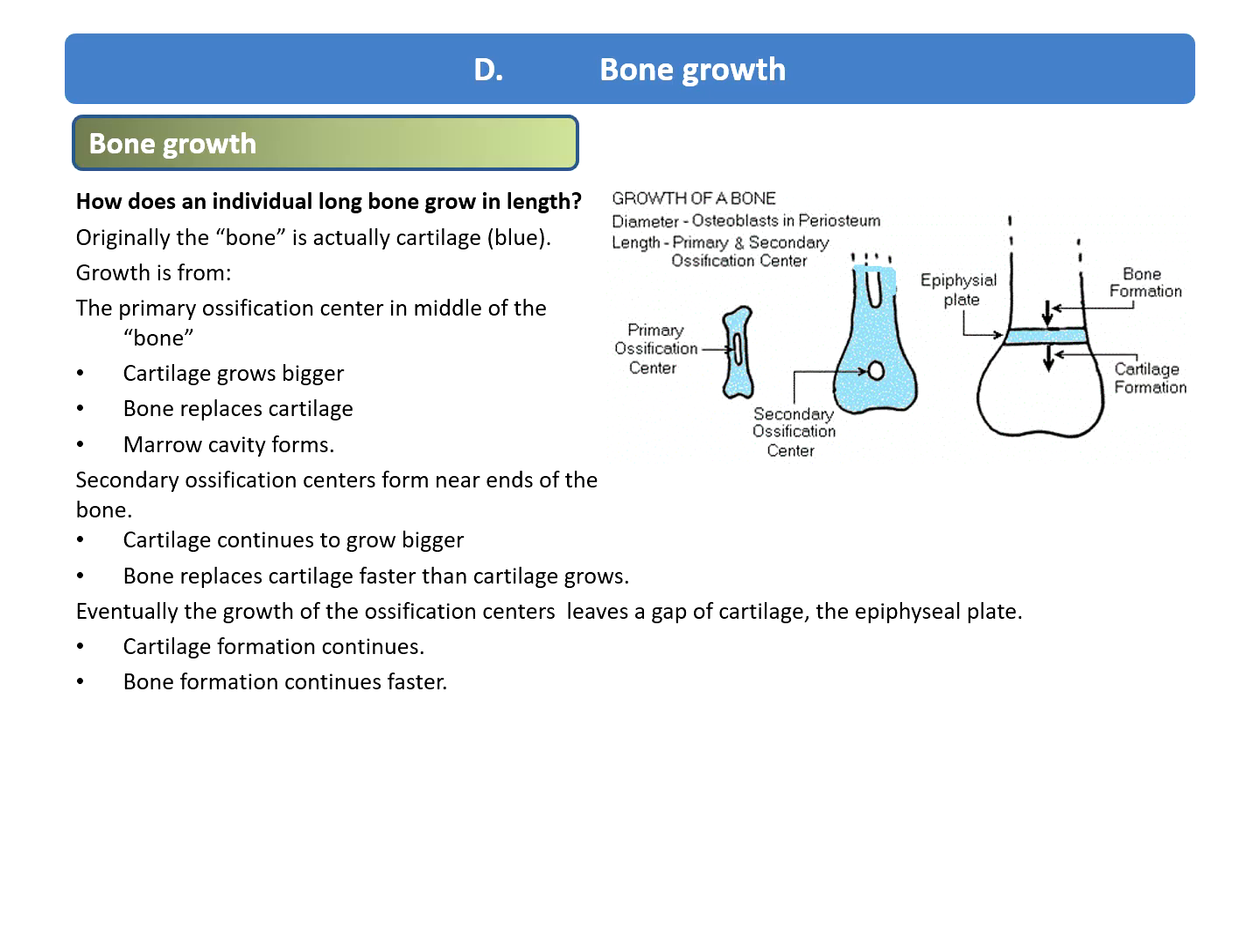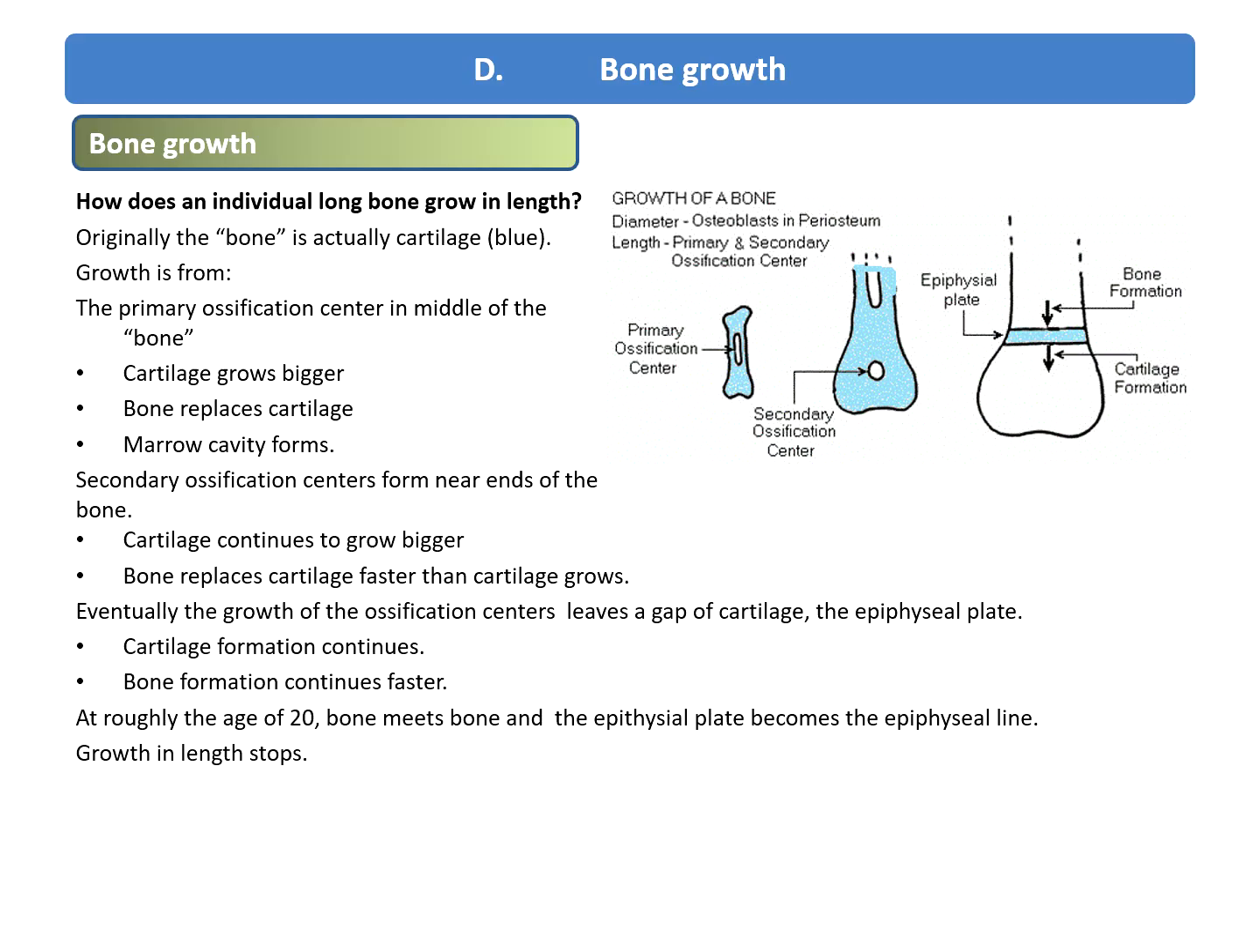Cartilage formation continues, bone formation continues even faster, and at roughly the age of 20, bone meets bone, and the epiphysial plate has become the epiphysial line, and growth in length has stopped.